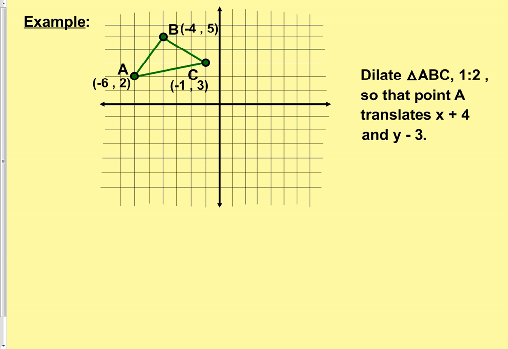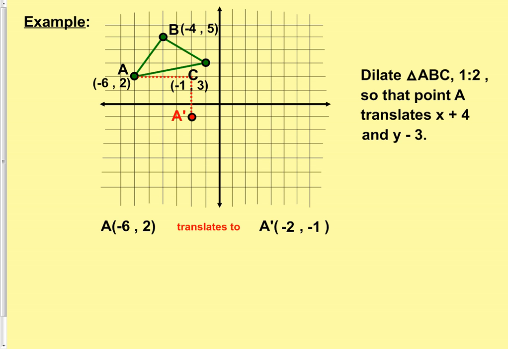So we're going from a size of 1 to a size of 2. This is an enlargement. Now, point A is going to translate x plus 4. That simply means the x-axis is going to go up 4, and the y-axis is going to go down 3 from where it is. So if point A moves plus 4 on the x-axis and down 3 on the y-axis, then we have the location of A prime.